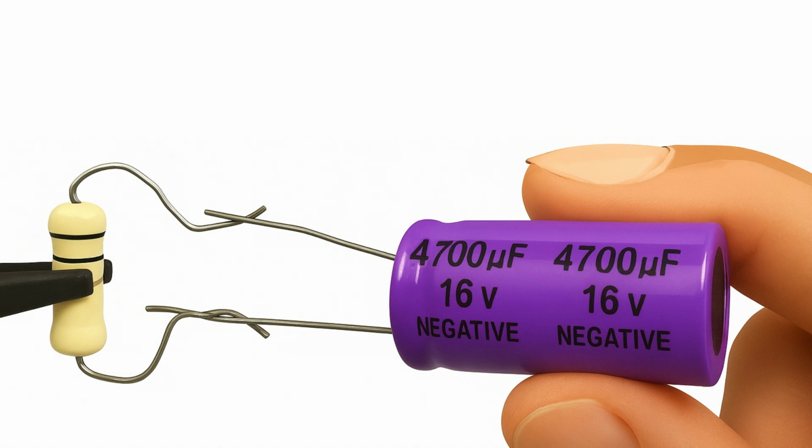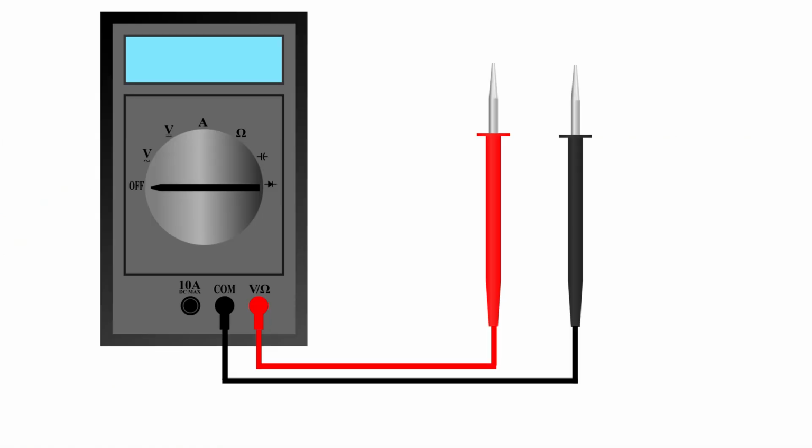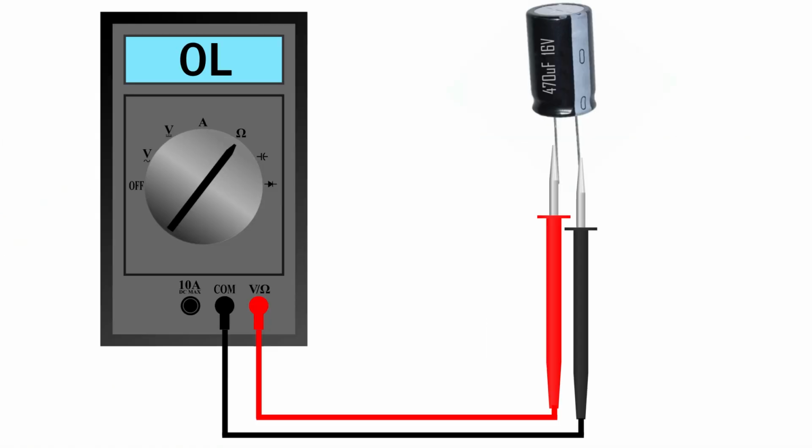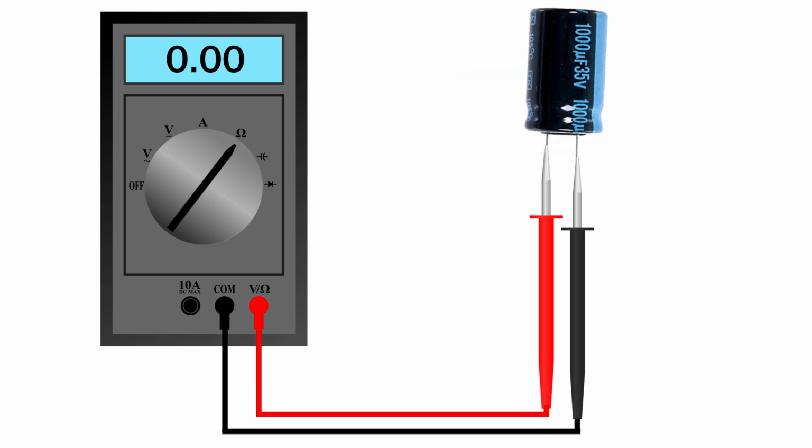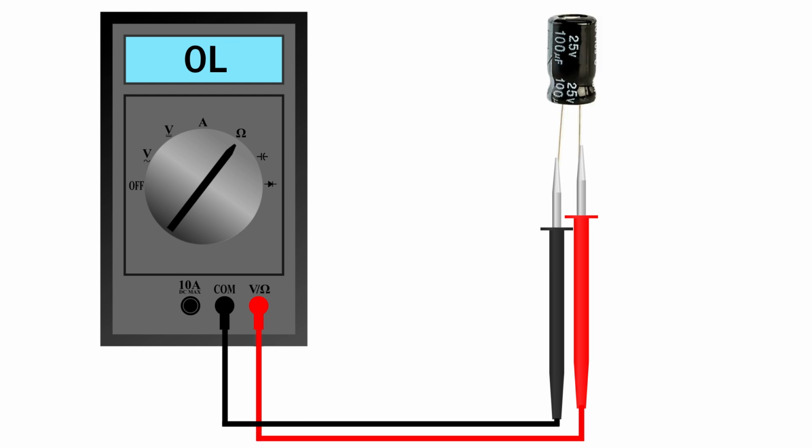Always discharge the capacitor before testing. Short its leads with a resistor, not directly with a wire, to avoid sparks. Set the multimeter to resistance mode. Connect probes to capacitor leads. For electrolytic caps, red positive, black negative. A good capacitor will first show a low resistance, then slowly rise towards infinity as it charges up. A shorted capacitor will always show 0 ohm or very low resistance, with no change. An open capacitor will instantly show infinite resistance and stay there.